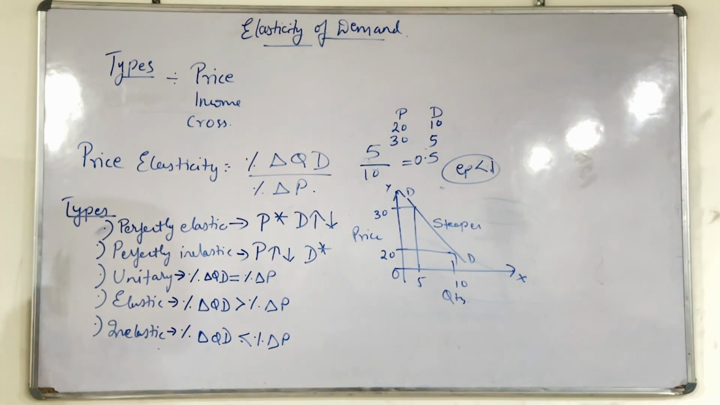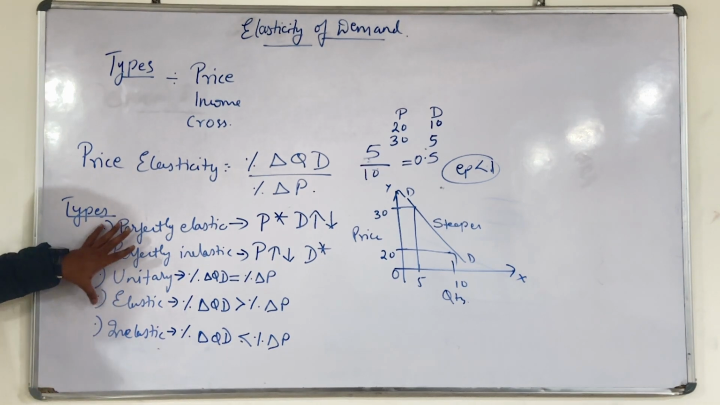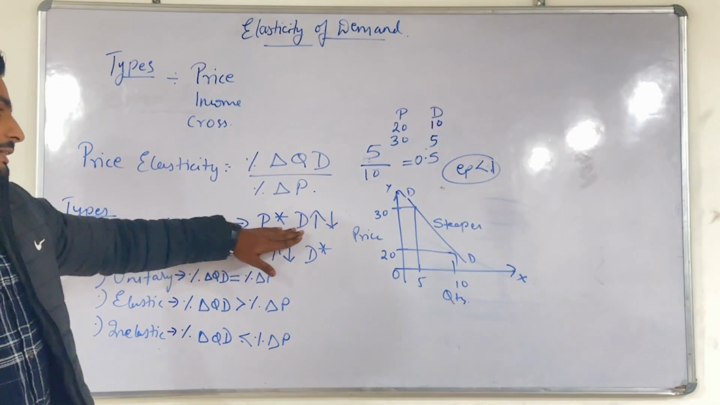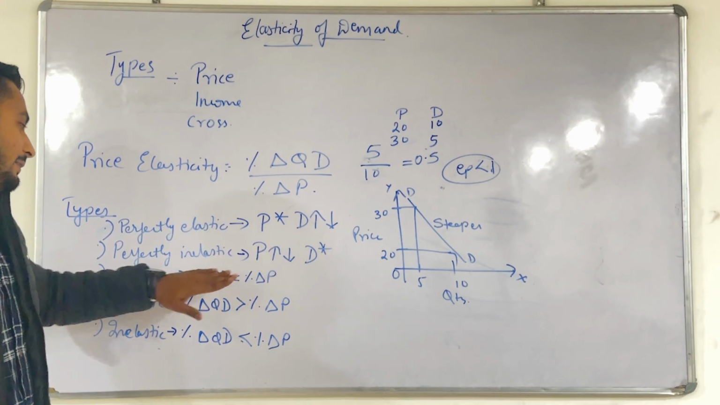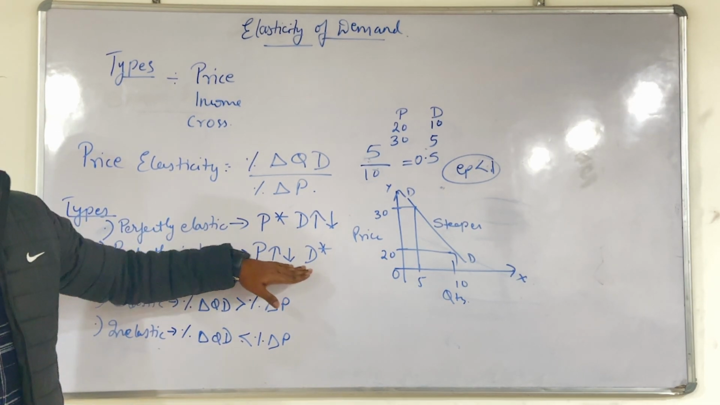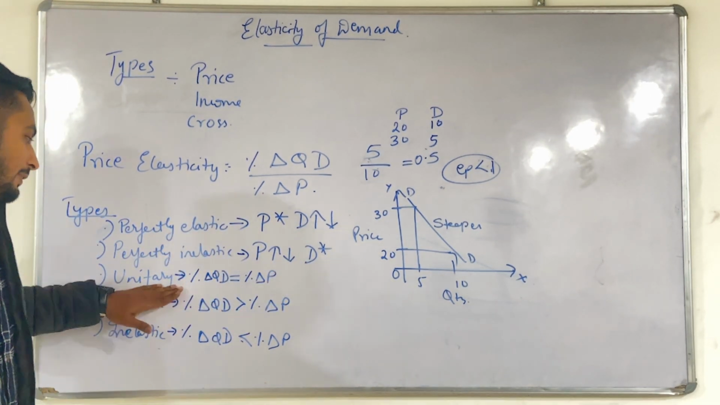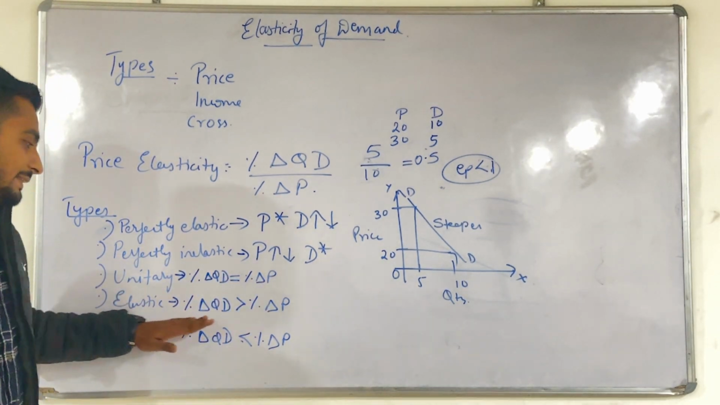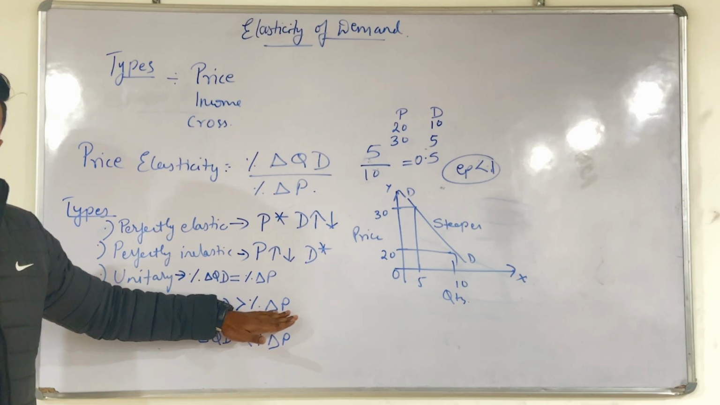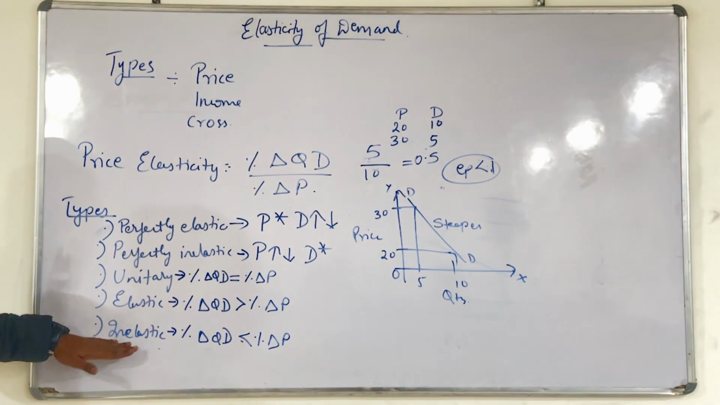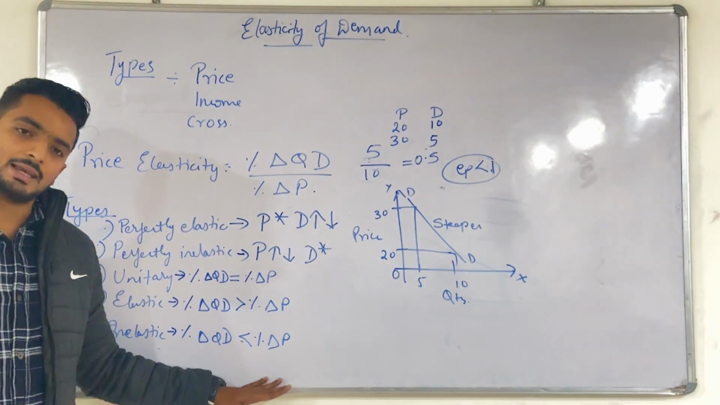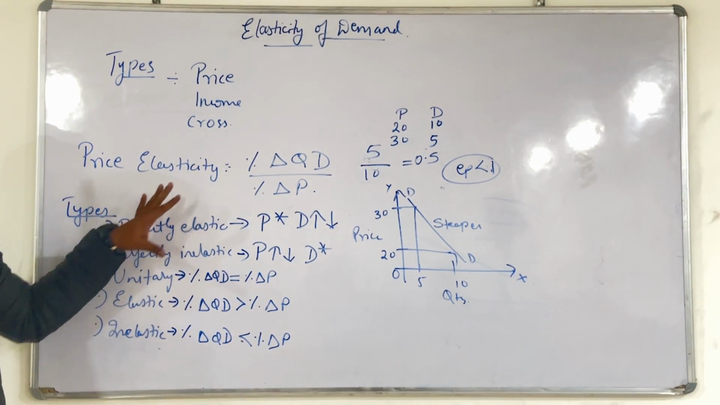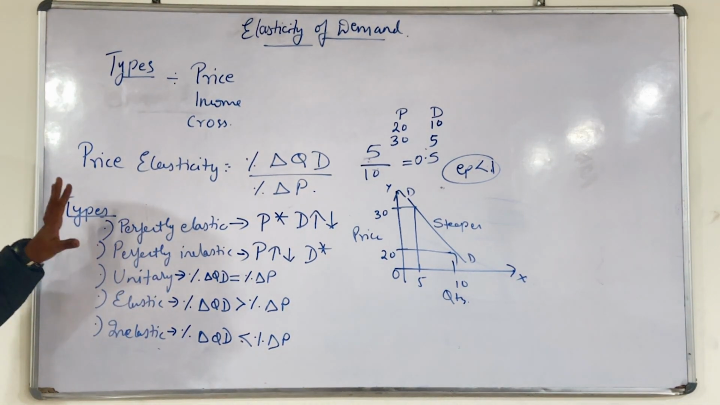Okay. Now these are the five types of price elasticity of demand. Perfectly elastic: price constant, demand increases or decreases, infinity. Perfectly inelastic: price increases or decreases, demand constant, 0. Unitary: change in demand is equal to change in price, 1. Elastic: percentage change in demand is more than percentage change in price, greater than 1. And inelastic: change in demand is less than change in price, less than 1. Understood?